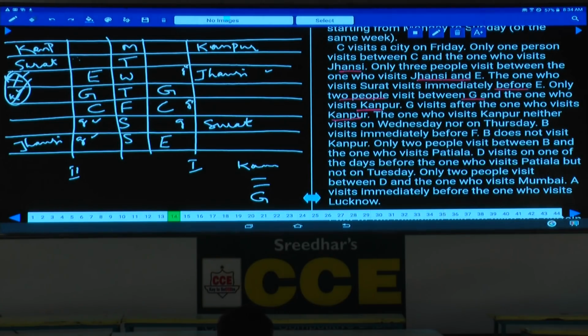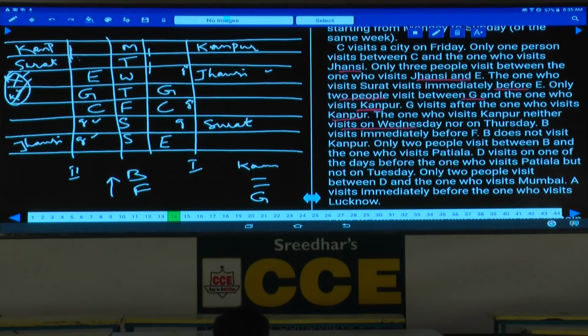Kanpur is here, and only 2 persons between Kanpur and G. The one who visits Kanpur neither visits on Wednesday nor Thursday. Neither Wednesday nor Thursday, that's again taken care of. And B visits immediately before F. What about this B? B is immediately before F. Now this B and F must be together. As B and F must be together, B and F can be Monday, Tuesday, now Tuesday, Wednesday. In the first case, Monday, Tuesday, Tuesday, Wednesday, and in the second case, Monday, Tuesday, and Saturday and Sunday. There are 2 possibilities in each of these 2 cases.